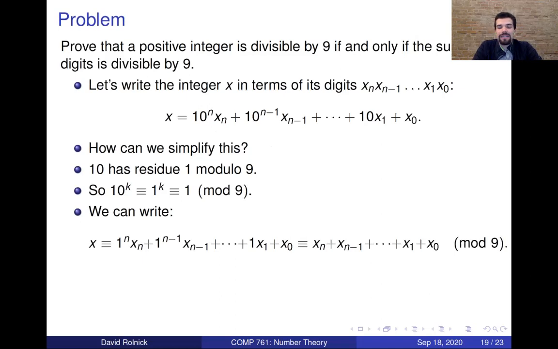Which means that x is equal to 1 to the n times x sub n plus 1 to the n minus 1 times x sub n minus 1, and so on, modulo 9. So it's just equal to the sum of its digits, modulo 9. So what does that mean? x is equal to the sum of its digits.